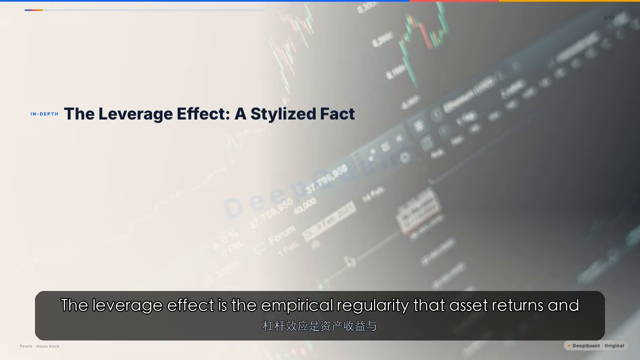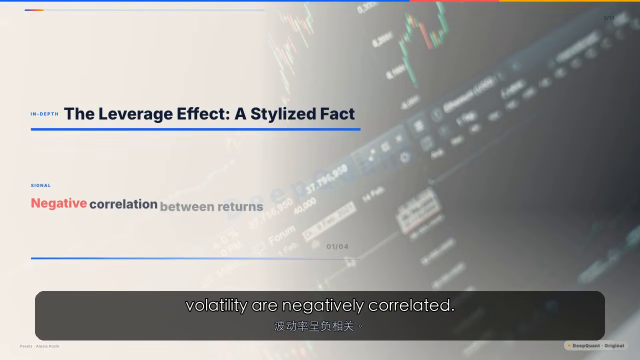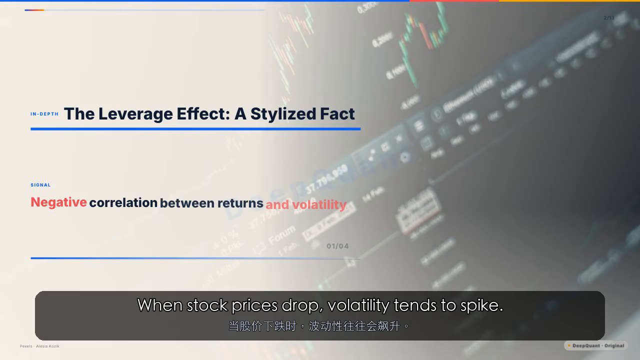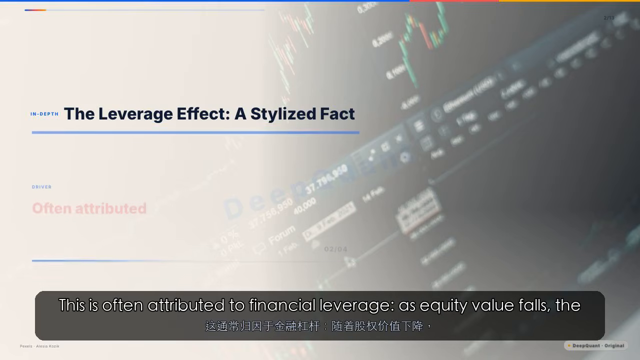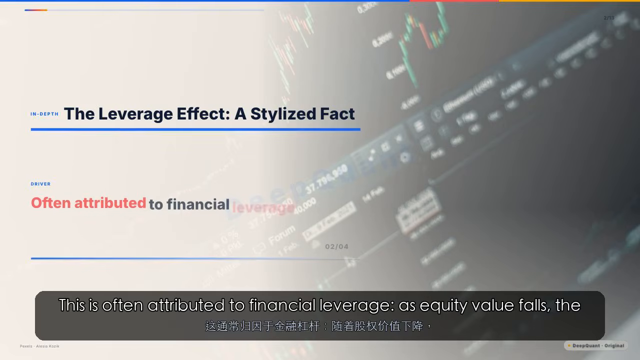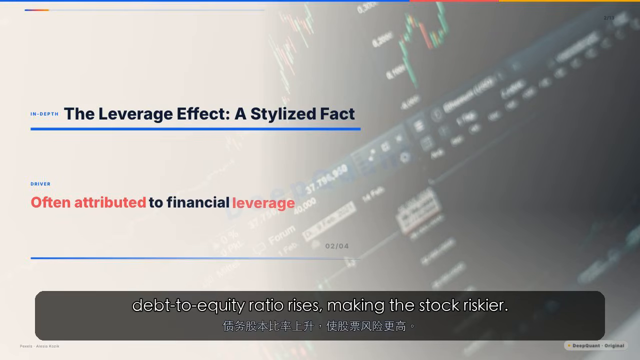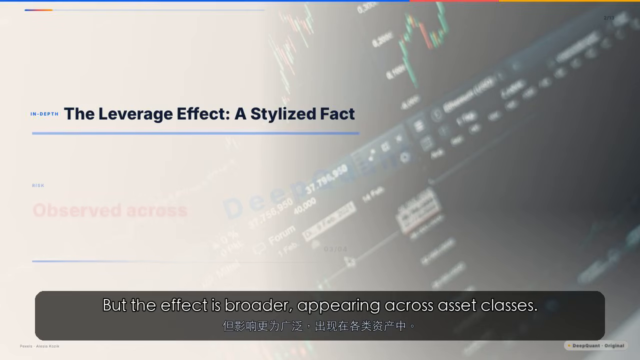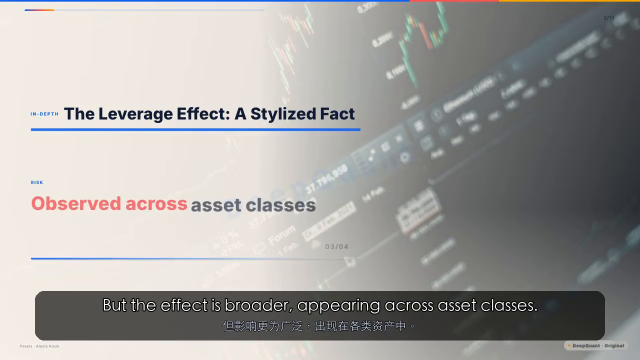The leverage effect is the empirical regularity that asset returns and volatility are negatively correlated. When stock prices drop, volatility tends to spike. This is often attributed to financial leverage. As equity value falls, the debt-to-equity ratio rises, making the stock riskier. But the effect is broader, appearing across asset classes.